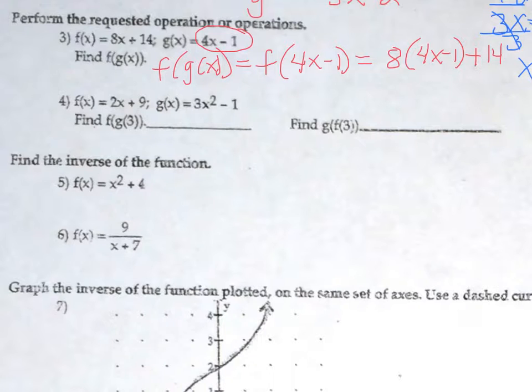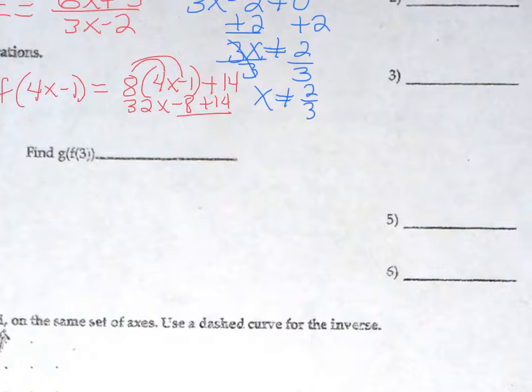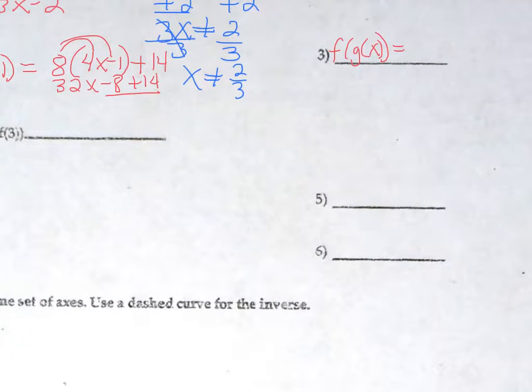Then you just distribute. That's going to be 32x minus 8 plus 14. Then you combine the negative 8 and the 14. And the answer is going to be f of g of x equals 32x, and then you combine, what is negative 8 plus 14? Positive 6. And that was the answer. Any questions on that problem?